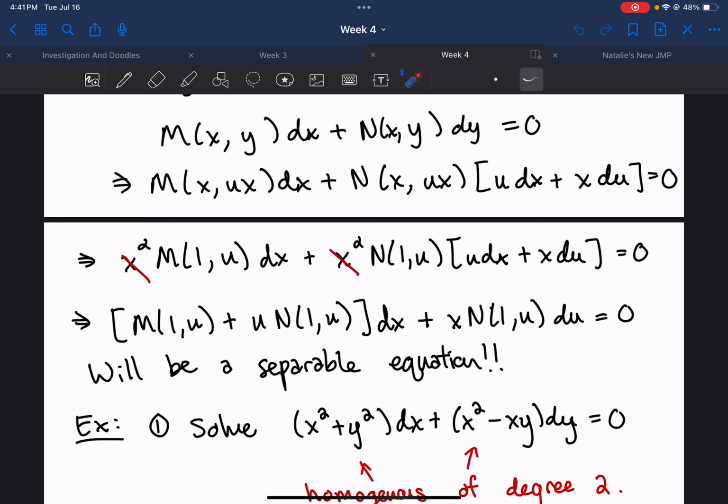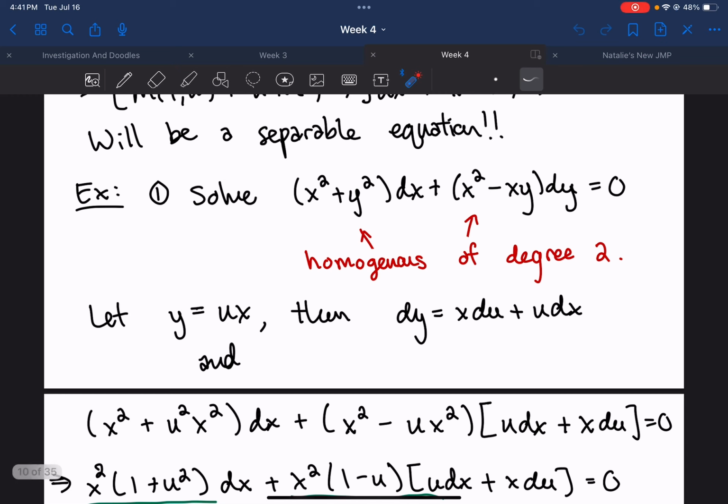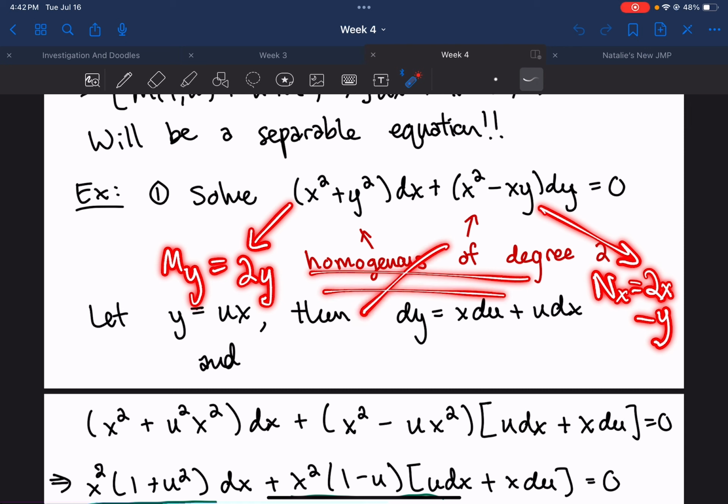Let's do an example. Let's solve this differential equation. Now, this is not exact because if you check the derivative, if you check m sub y, you get 2y. And if you check over here, n sub x, you get 2x minus y. These are not equal to one another, which means it's not exact.